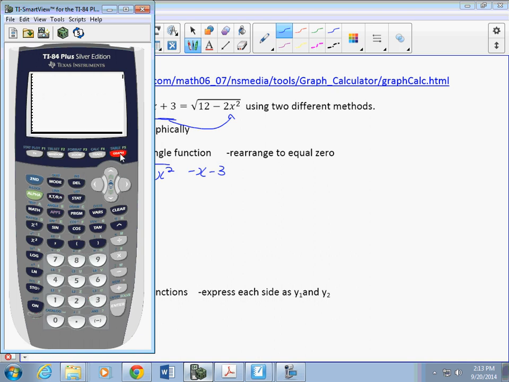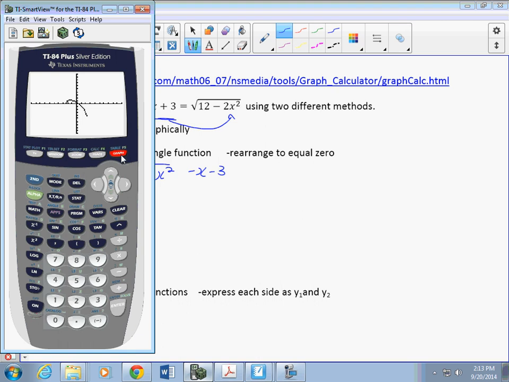And I do my graph. I might have to change my window. I'm just going to do it between negative 10 and 10. X scale will just go up by 1. Negative 10 and 10. Go up by 1. Okay, now let's graph it. So there's our graph.